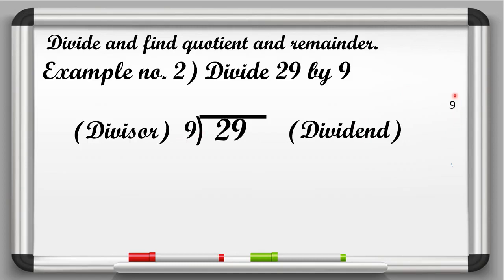9 ones are 9, 9 twos are 18, 9 threes are 27, 9 fours are 36. So a number bigger than 29 has come, 36. Now we have to cut this number. So we will cut it. Okay, and we have to write 27 below 29. So here we will write 27. Okay, below 29 we will write 27. Now at which number does it come?